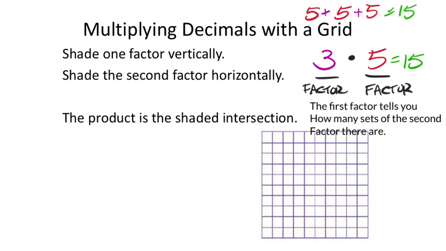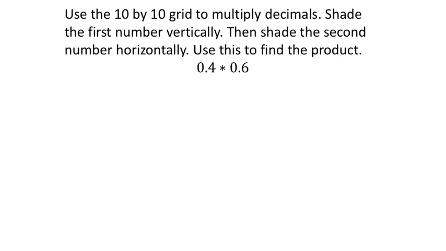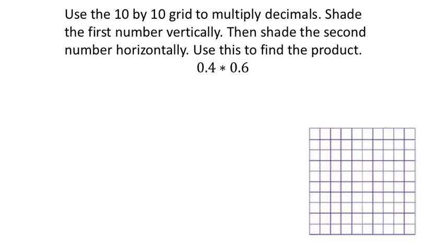That means for what we're doing on this one, you're going to have the decimal. The first factor, you're going to shade that in, so this would be one full whole. And then the second one is what we're going to shade horizontally. And then the intersection is your final product answer. So we use a 10 by 10 grid to multiply decimals. We'll shade the first number vertically, then shade the second number horizontally. Use this to find the product.